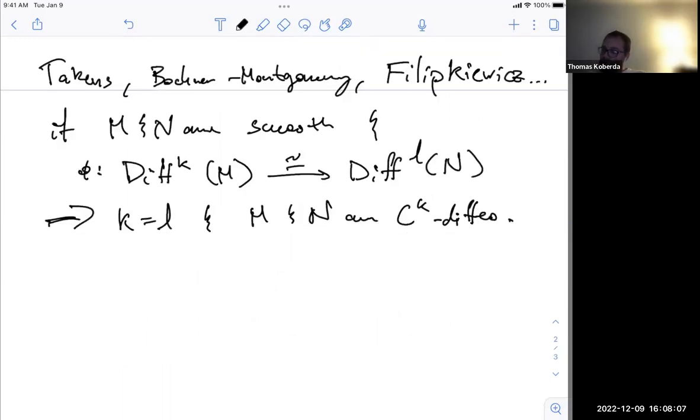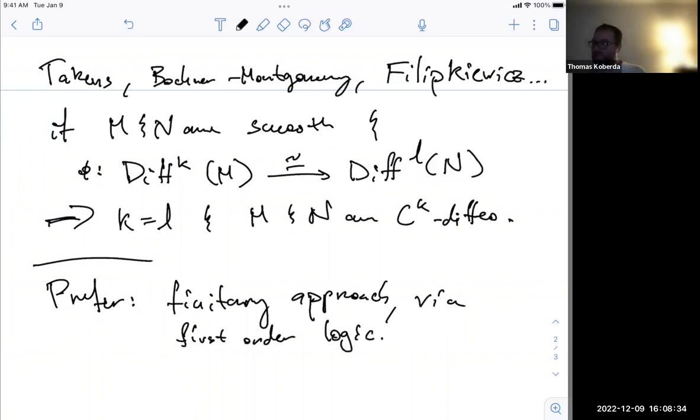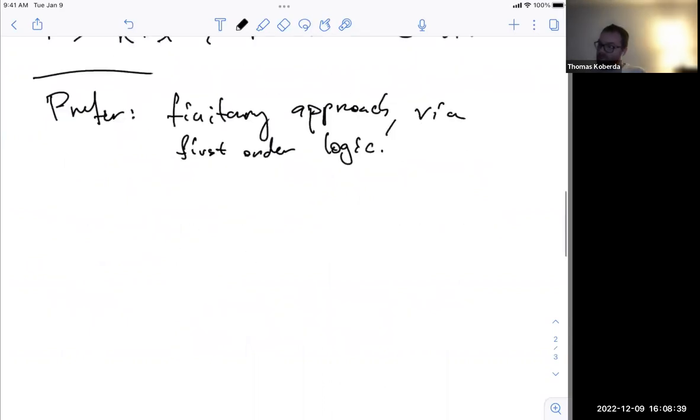So what I'll prefer is a finitary approach via first order logic. And so maybe I can just spoil the punchline immediately. I'll just state the main theorem.